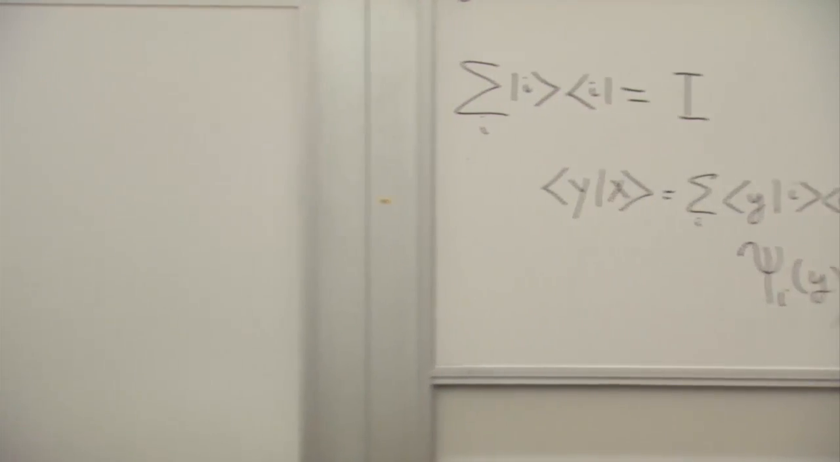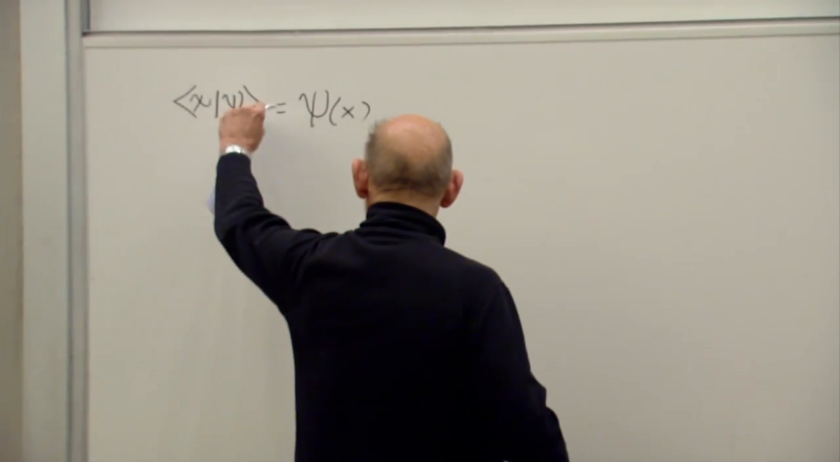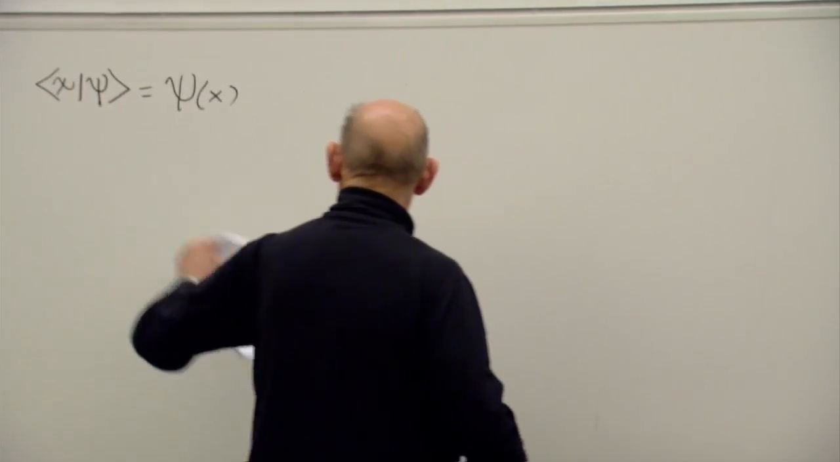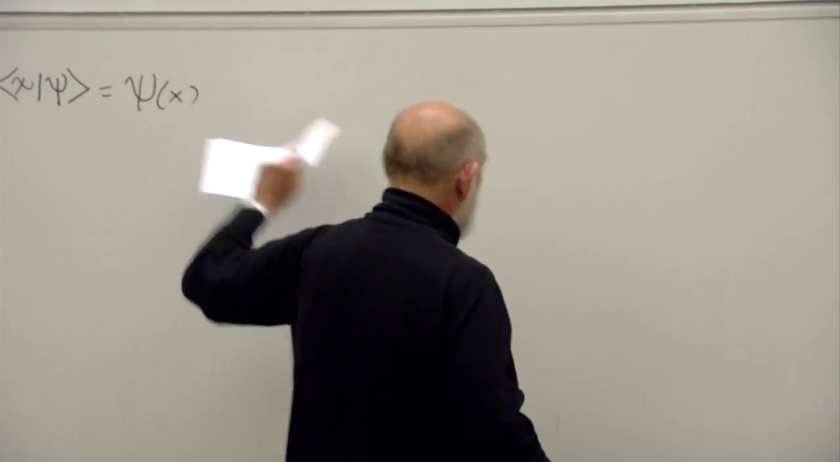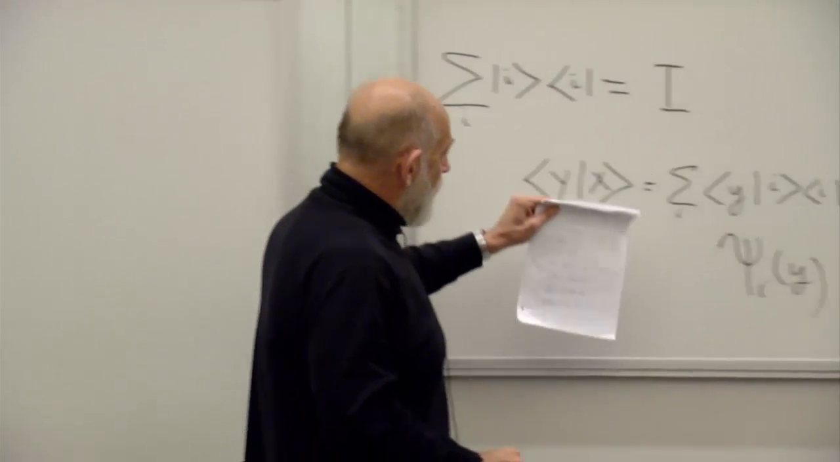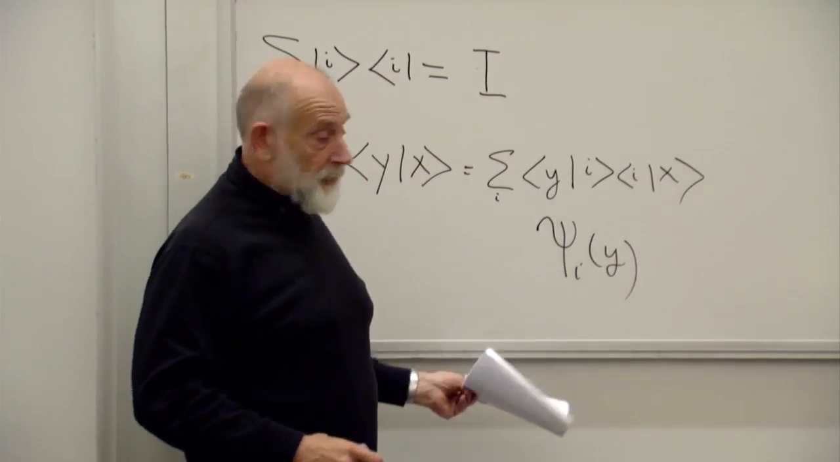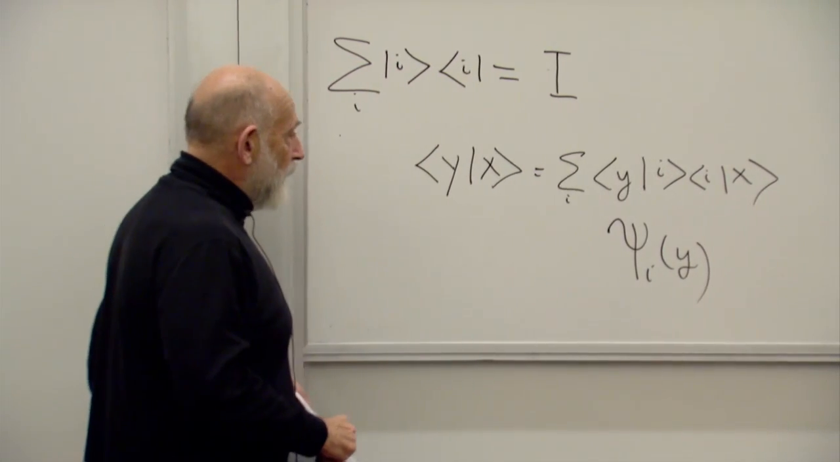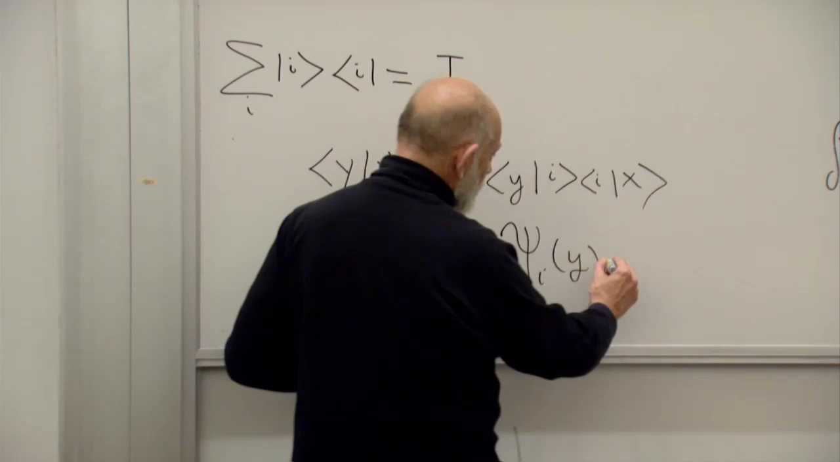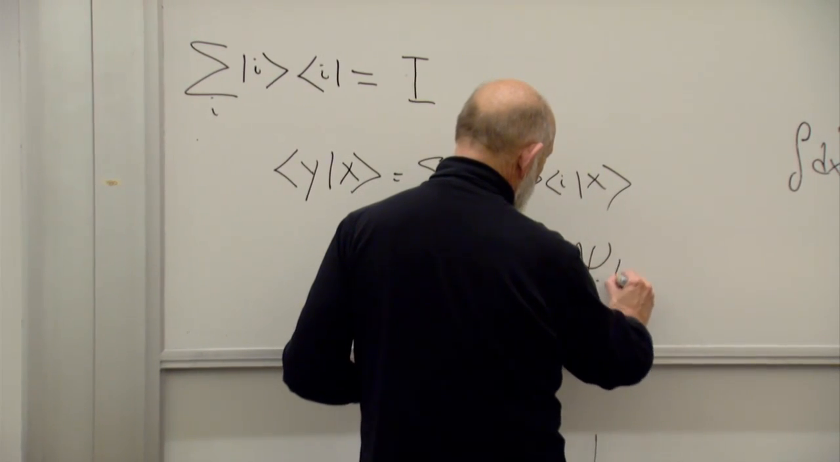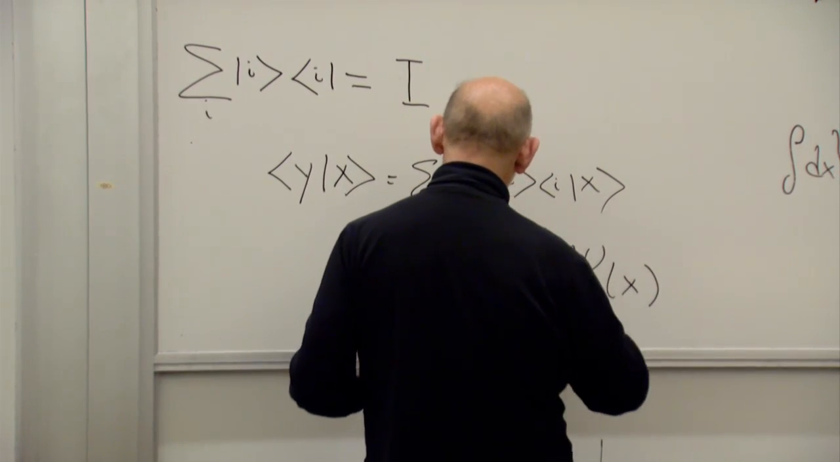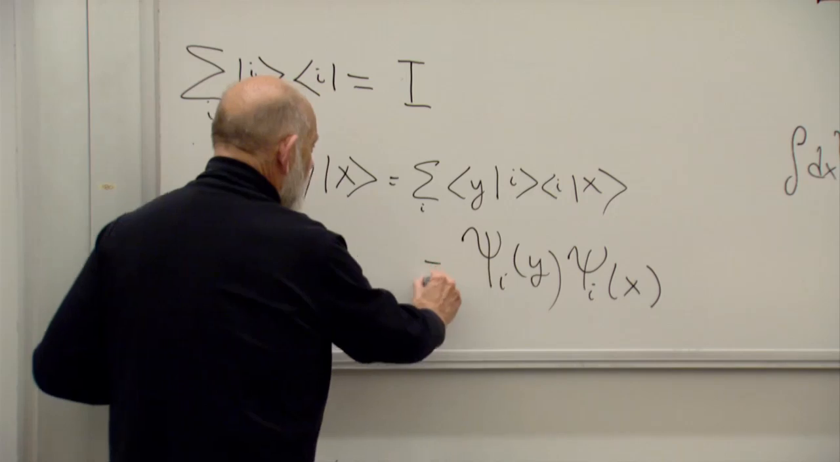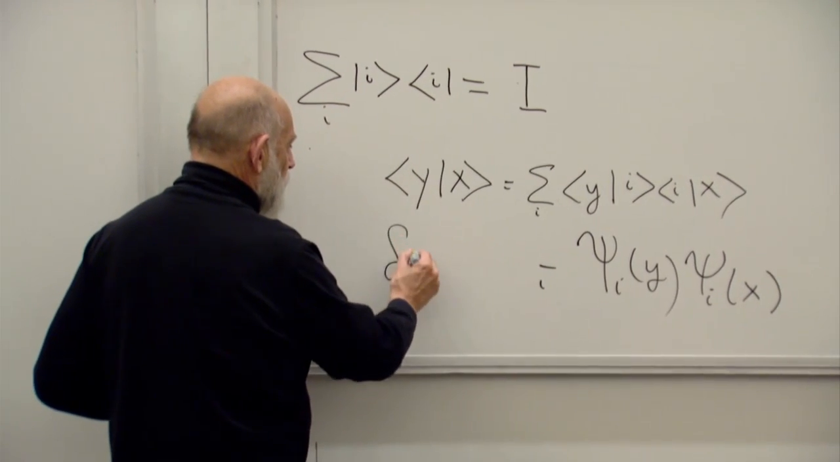The inner product of any state with an eigenvector of position is the wave function of that state. Here the state is i, and it has wave function psi i of y. Over here, psi i of x. And what does that have to equal? It has to equal delta of x minus y.